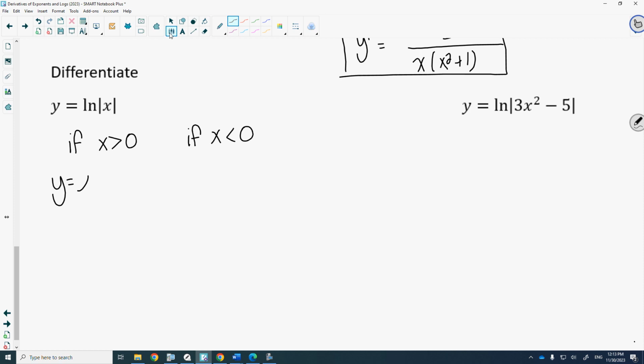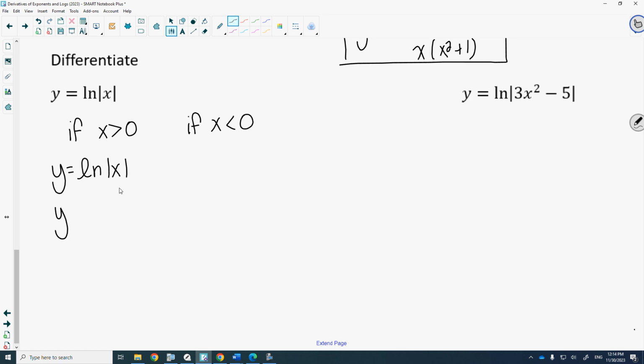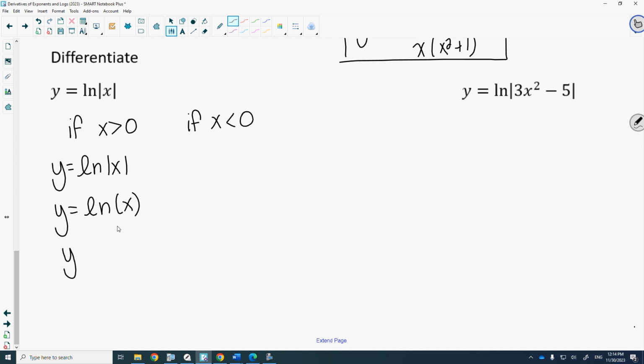So what happens is if the equation is y is equal to the natural log of the absolute value of x. If x is greater than 0, then that would just be y is equal to the natural log of x. And we know that if I was to take the derivative of the natural log of x, I would get 1 over x. And that would be the derivative of the natural log of the absolute value of x if x is greater than 0.